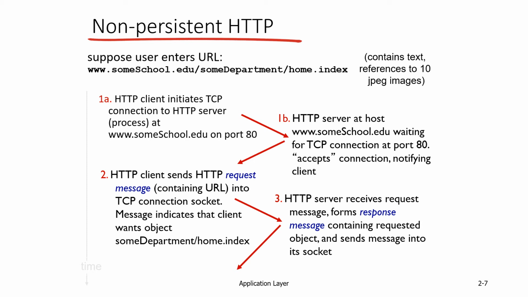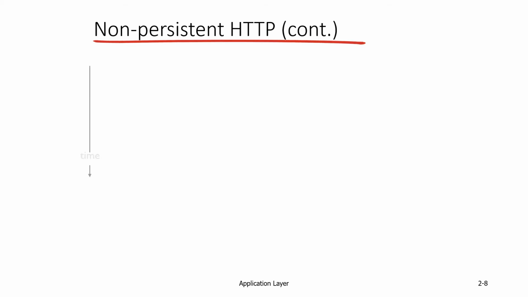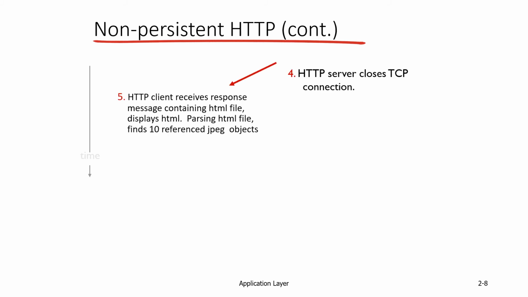At the fourth step, the HTTP server receives the request, generates a response which contains the requested object, and sends the message into its socket. So this is the exact timeline of events. The HTTP server closes the TCP connection and the client receives the response which contains the HTML file. Parsing the HTML file tells it that it has 10 different JPEG objects embedded inside it. So the first five steps are repeated once again to retrieve each of these 10 JPEG objects.